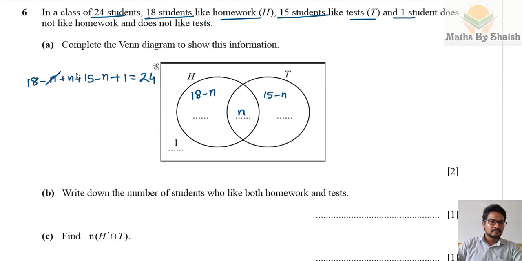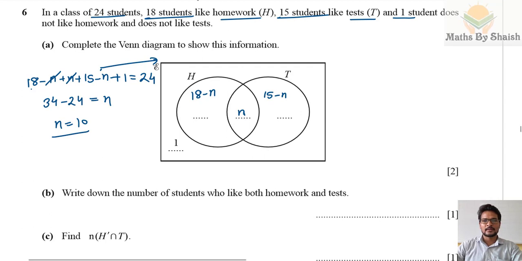And then the N plus and minus cancel and this becomes minus N. I will transfer it to the other side, it becomes plus N. Here it is 18 plus 1 is 19, plus 15 is 34. 34 minus 24 equals N, that is N becomes 10. So now we will complete it again by replacing these values.